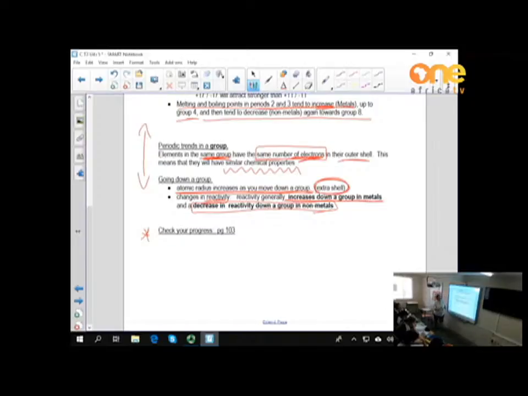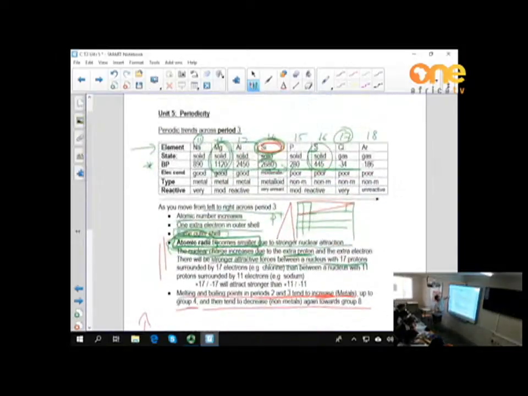The reactivity among the metals will become more over there. But then from the metal to the non-metal, you'll see the reactivity is suddenly less, and then the reactivity increases again from left to right. All right.